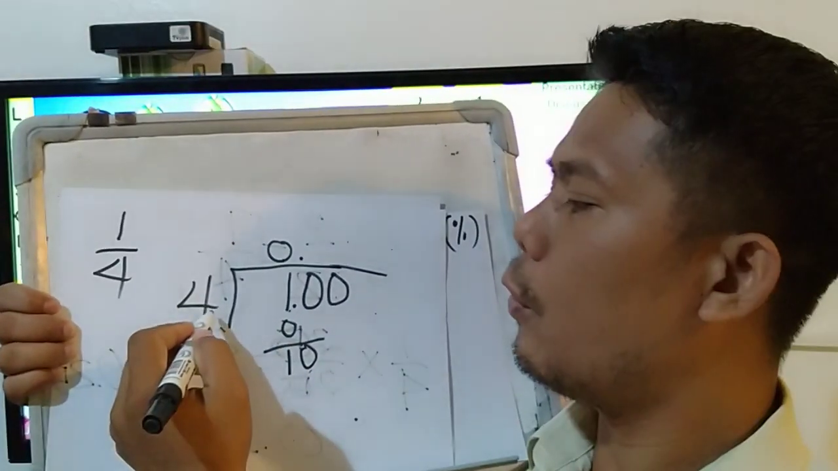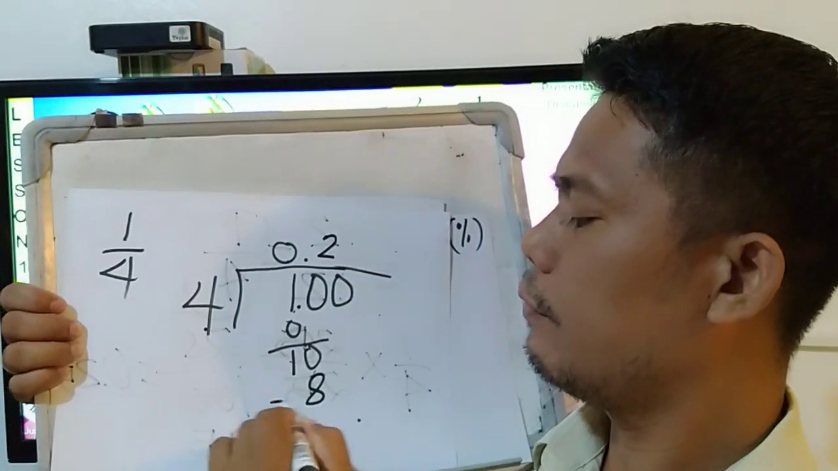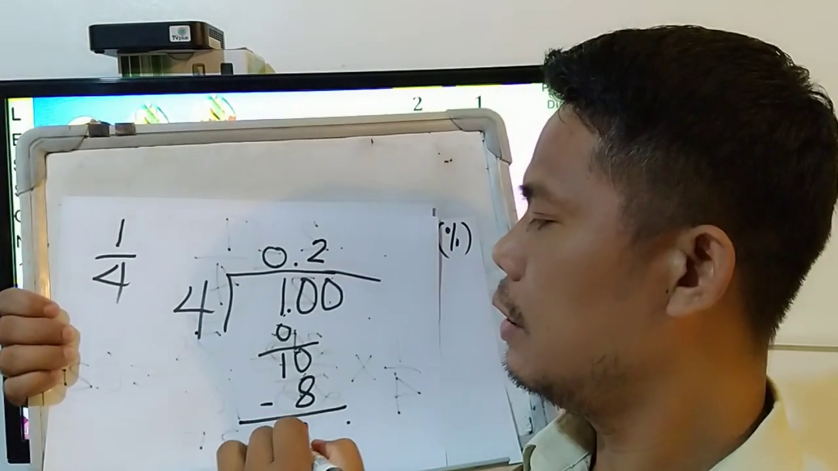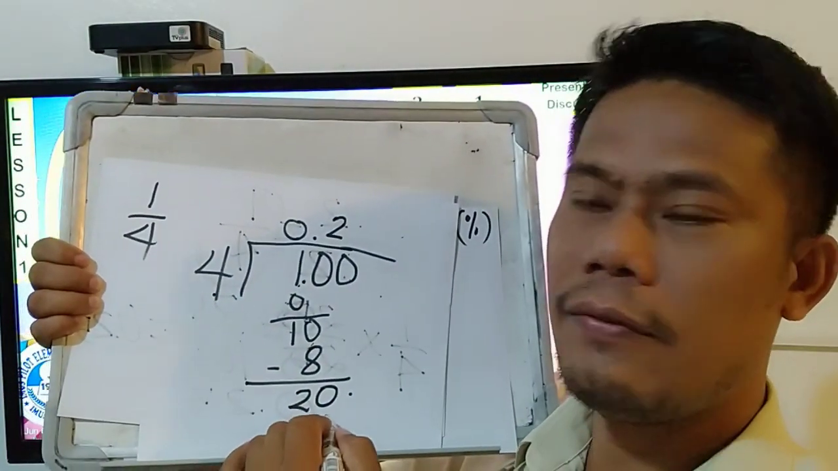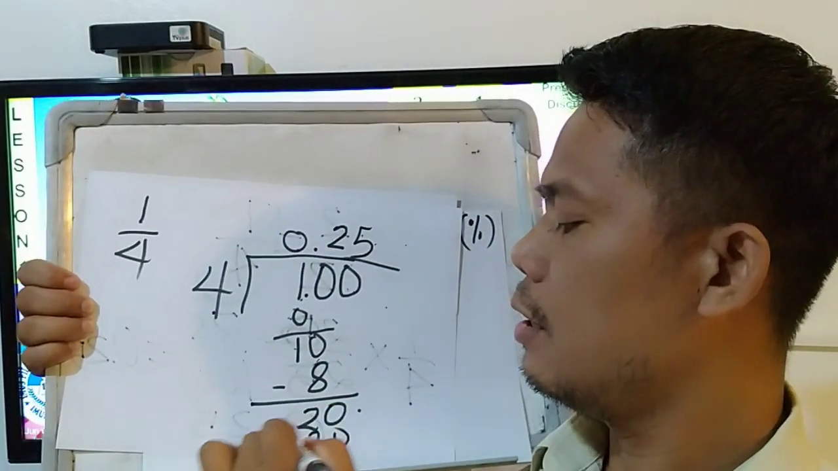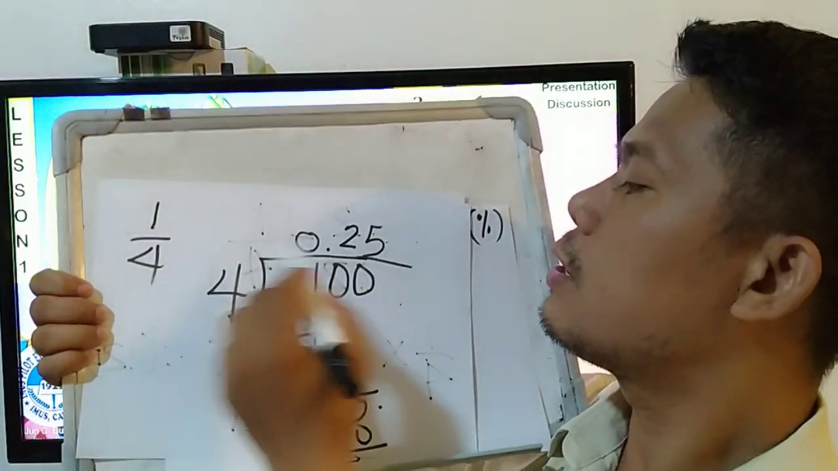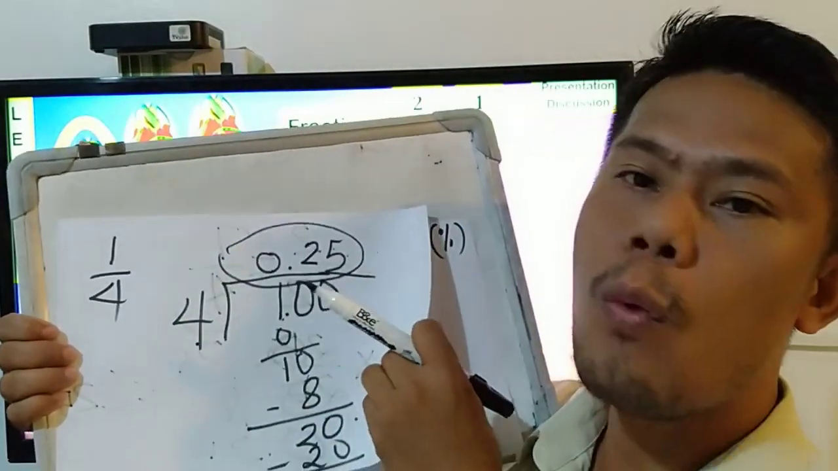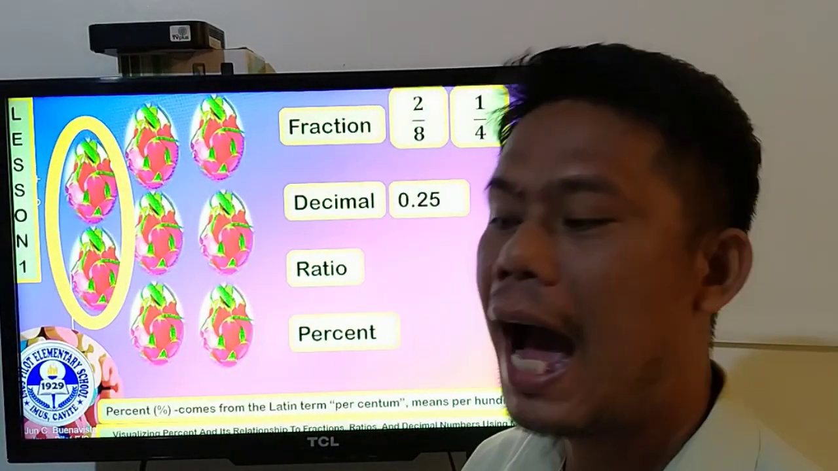10 divided by 4 equals 2. 2 times 4 equals 8. Then subtract: 10 minus 8 equals 2. Bring down 0. Then we have 20. 20 divided by 4 equals 5. Then 5 times 4 equals 20. So 20 minus 20 equals 0. So we have now the answer, 25 hundredths. So therefore, 1/4 in decimal form is 25 hundredths.